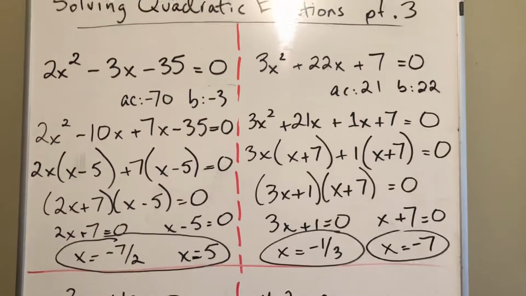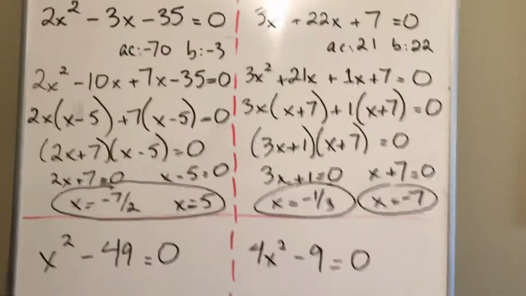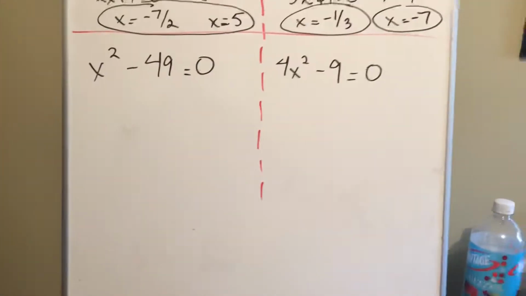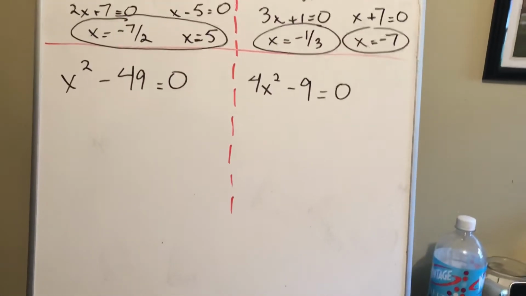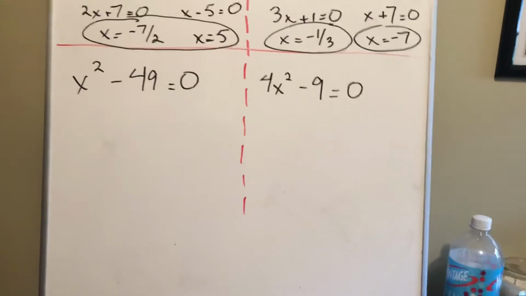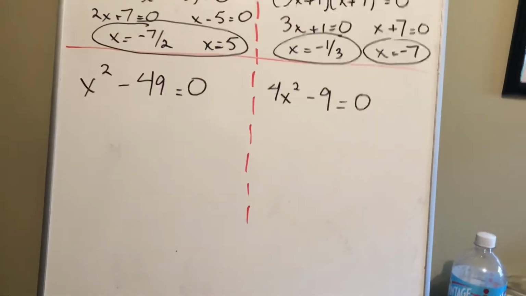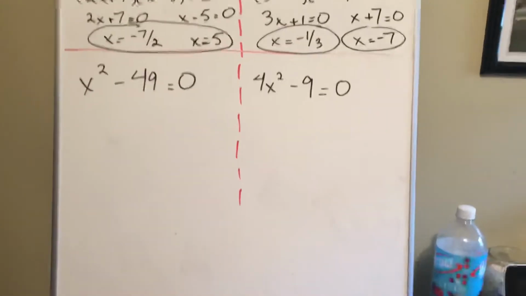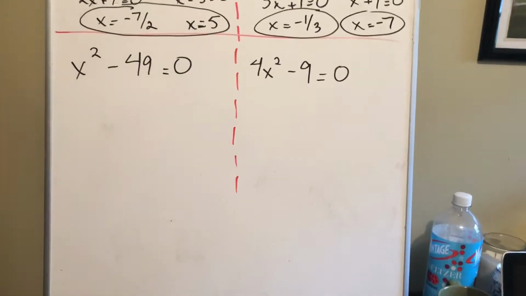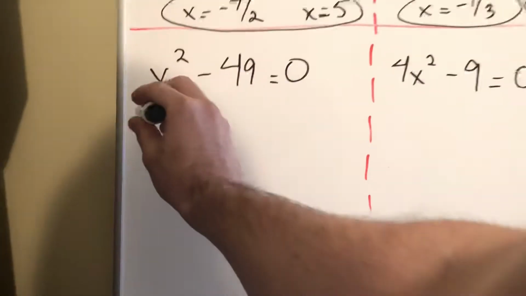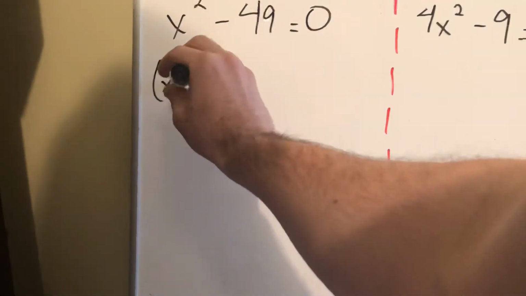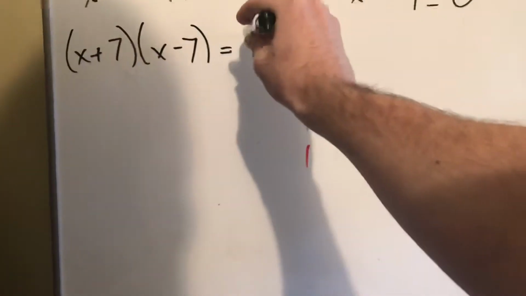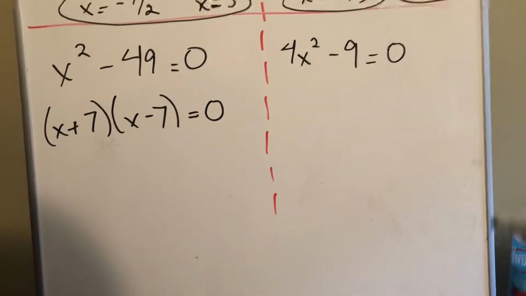Okay. Those are pretty difficult problems. Let's go down to difference of squares here. A little bit easier. You just have to remember the difference of squares factoring pattern. X squared minus 49 equals 0. X squared minus 49 represents that pattern, a squared minus b squared. That always factors into a plus b times a minus b. So I'm going to factor this left side as x plus 7 times x minus 7 equals 0.